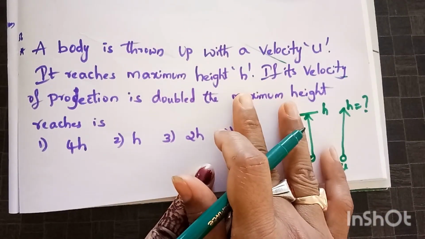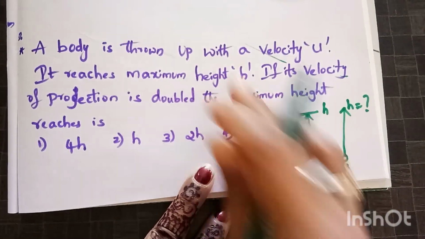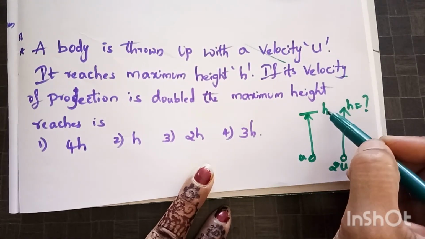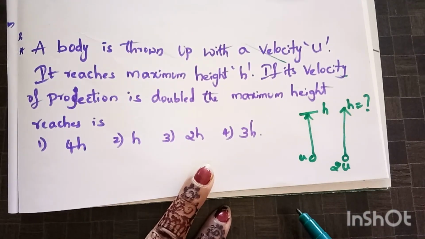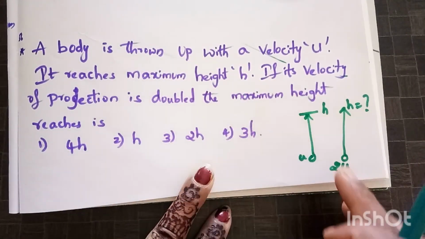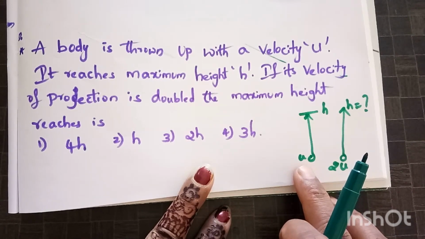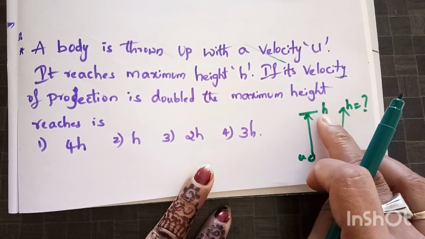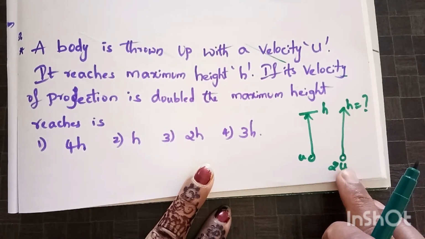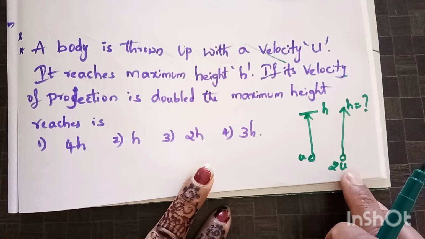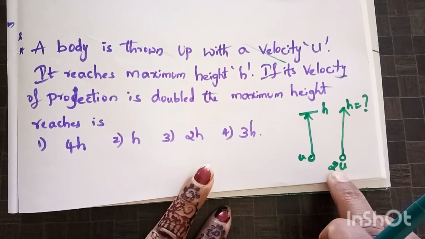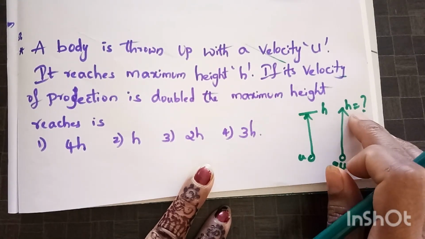So this is the problem based on maximum height. What they have given is that a body is thrown up with velocity u and it reaches the maximum height h. If its velocity of projection is doubled, as we all know the object is projected with velocity u and reaches maximum height h, but they have given that the velocity of projection is doubled, that is 2u. For this doubled velocity of projection, we are going to find the maximum height.